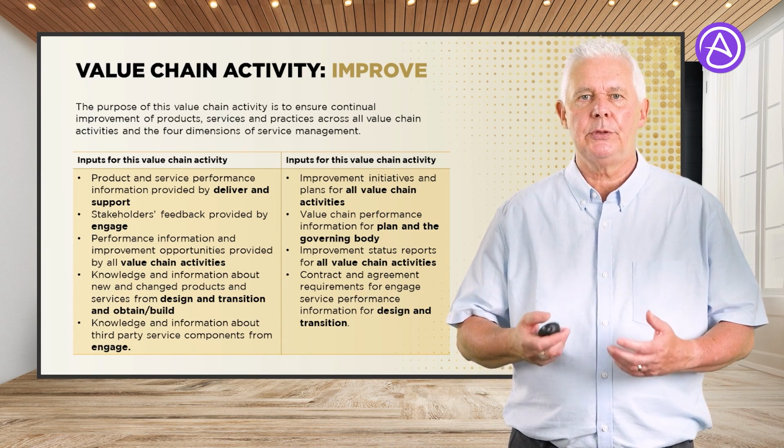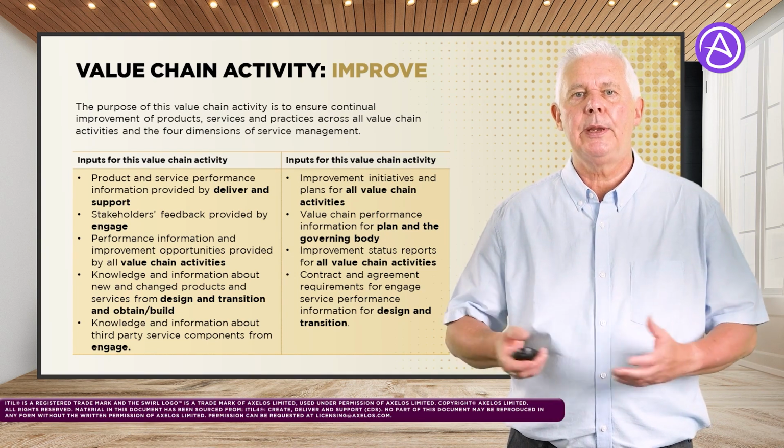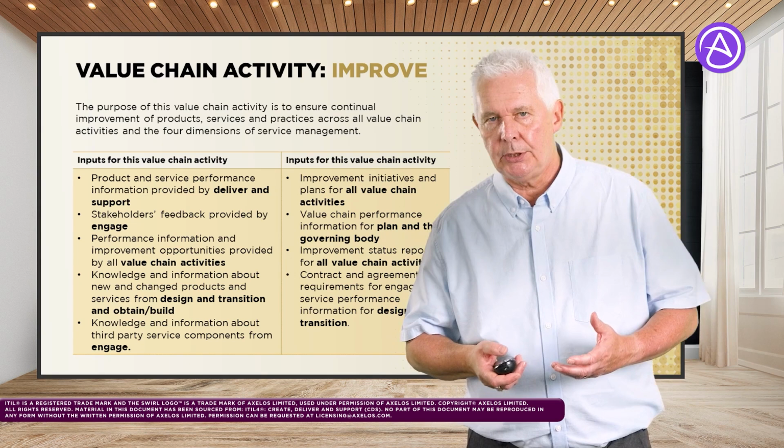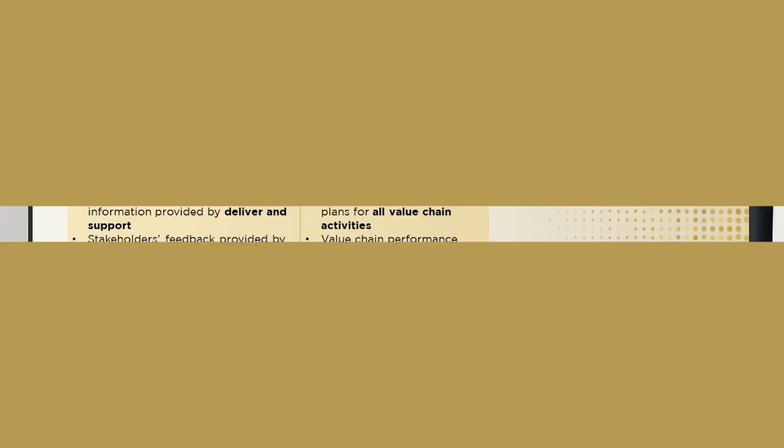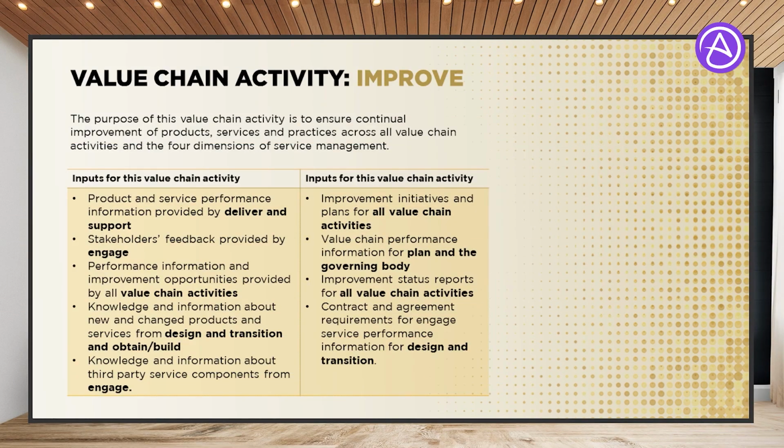So improve, of course, is where we actually understand all the improvement activities we're planning to do for all the four dimensions of service management. Improvements to organisations and people, to information technology, partners and suppliers, and our value streams and processes. And again, there are some illustrations there of suggested inputs and outputs for this value chain activity, which are there for reference and illustration.